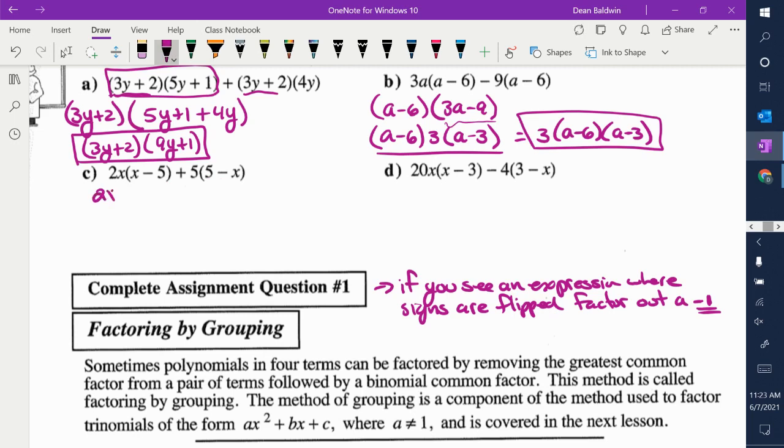So if I rewrote this as 2x, x minus 5. Now, if I take a -1 out of here and multiply it by this 5, what happens to this 5? Comes -5. These signs switch. So the -x becomes +x, and the +5 becomes -5. Is everybody okay with that? Because you will see a question like this. Okay? So now, is there a common factor? X minus 5. And then I'm left with 2x minus 5.